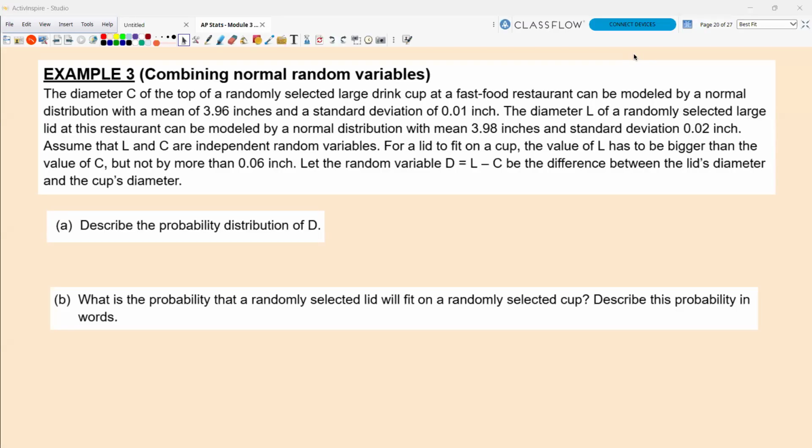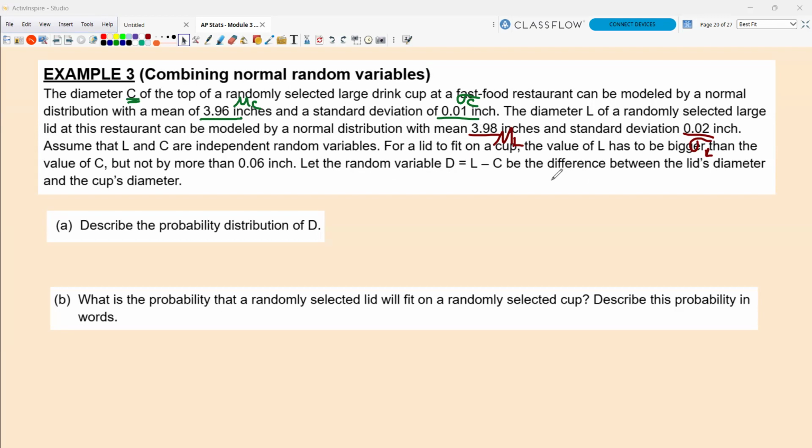The diameter C of the top of a randomly selected large drink cup at a fast food restaurant can be modeled by a normal distribution with a mean of 3.96 inches and a standard deviation of 0.01 inch. That seems important, so let's write that out. It's going to be the mean of C, since we're using the random variable C, and the standard deviation of C. The diameter L of a randomly selected large lid at this restaurant can be modeled by a normal distribution with a mean of 3.98 inches. We'll call that one L. So the mean of L, and the standard deviation of L is 0.02 inch.